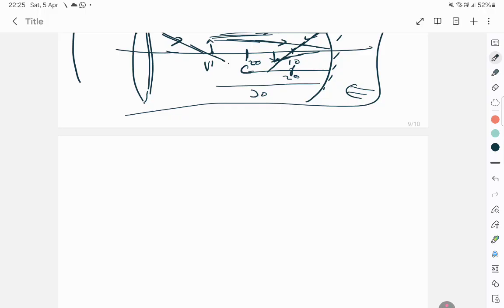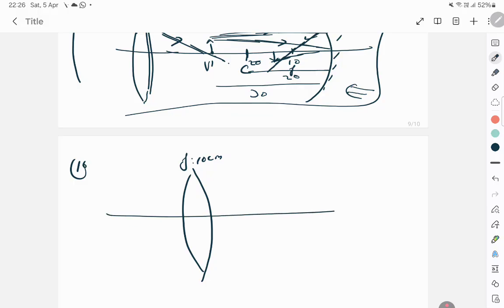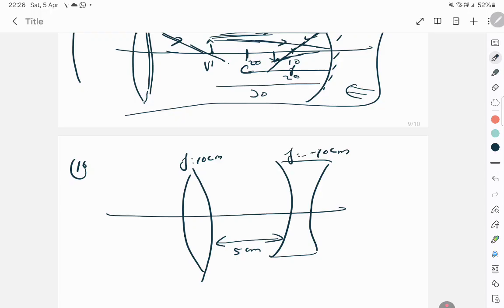This is sum number 16. A convex lens of focal length 10 centimeter is placed coaxially 5 centimeter away from a concave lens of focal length, again 10 centimeter. We can write it as minus 10 centimeter because for a concave lens it's negative.